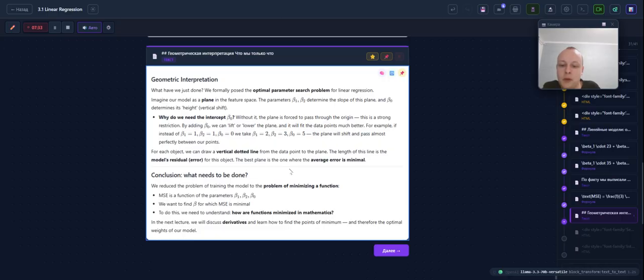So what needs to be done? We reduce the problem of training the model to the train. Right now, we have to find the way how we can minimize our loss function, our MSE, how we can find such coefficients beta 1, 2, or 0, that we will get smallest possible MSE.